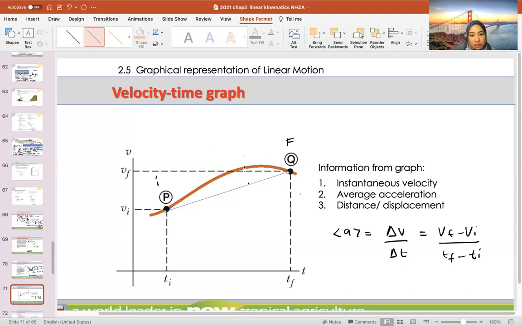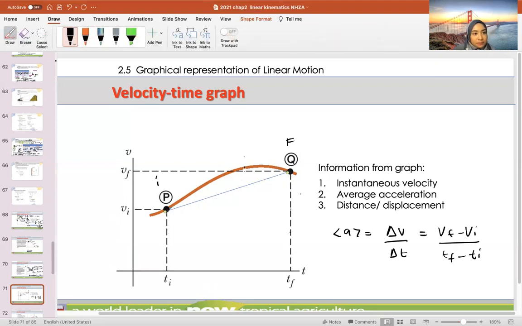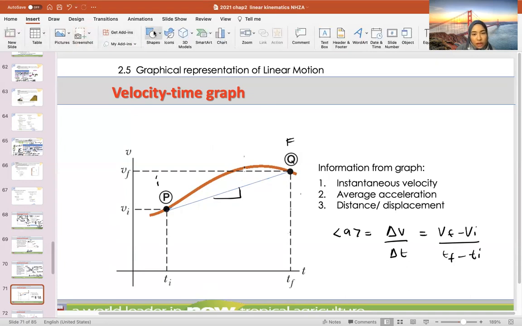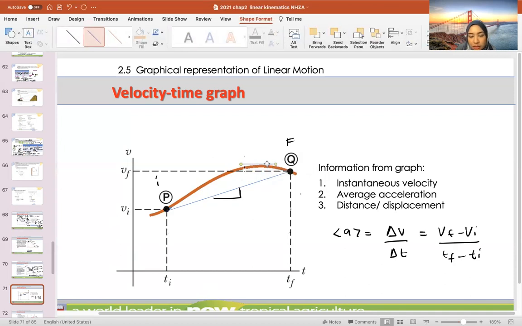So this is the gradient of your average acceleration. Okay, what about your instantaneous acceleration? You can find it from this graph as well. I think at this point korang dah faham kot. Kalau kita cari dekat instantaneous, kita cari kat tempat-tempat yang kecil sahaja, small duration of time.